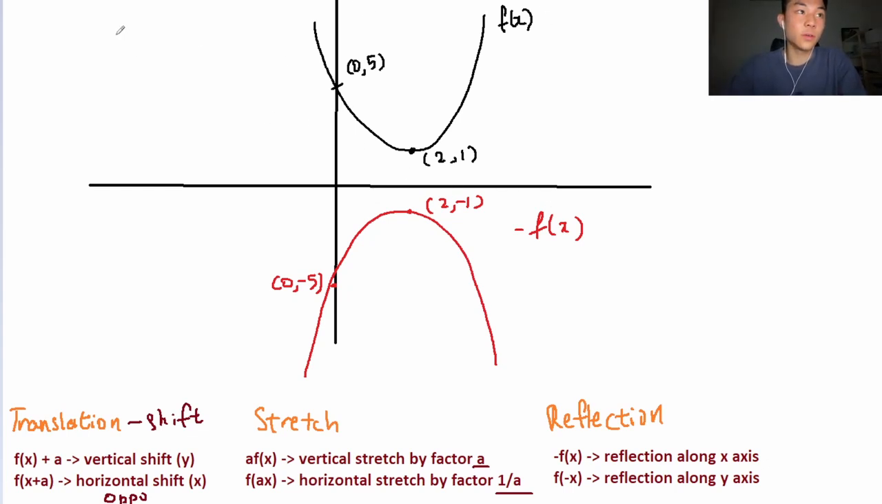So now let's look at f of negative x. Again, I put a negative number inside the bracket, so it relates to the x coordinate. So my 0, 5, 0 times negative 1 is 0, right? But my 2, 1 will become negative 2, 1. So my new graph will look like this.